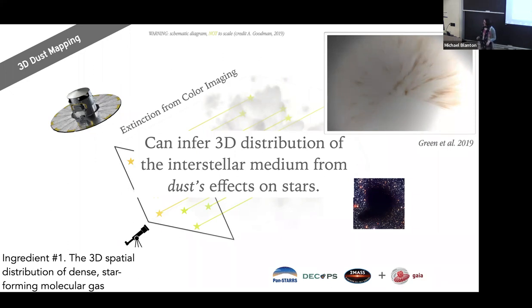Why does it look like it's only in a plane? Great question. It's only in a plane because the Milky Way is shaped sort of like a pancake with a bulge in the center. And so almost all of the dust is in the plane. Oh, so you're observing really far. Yeah, observing really far. So this is on much larger scales.